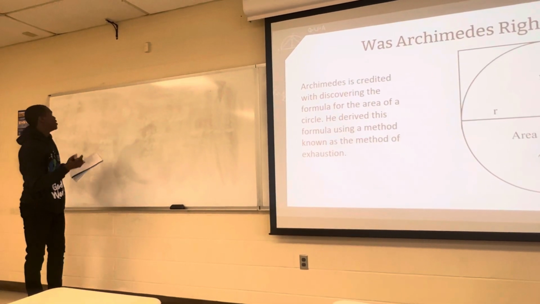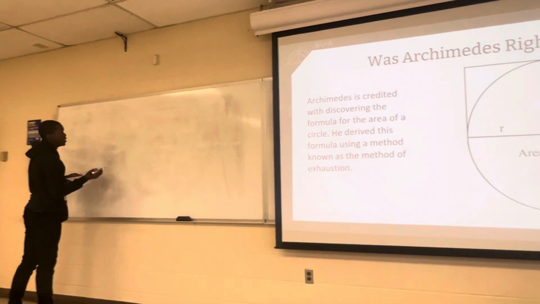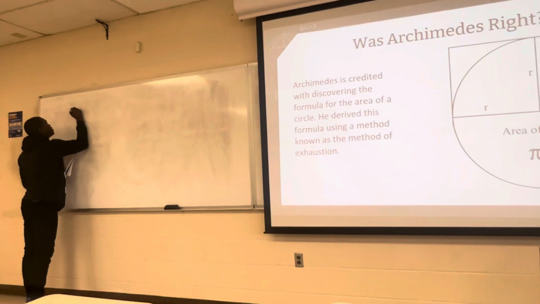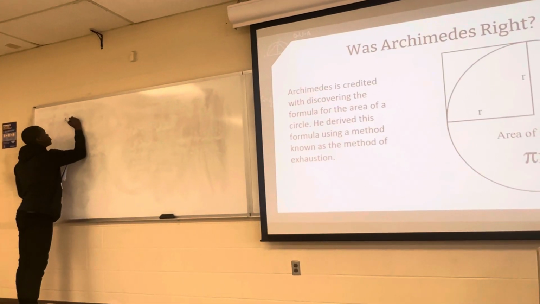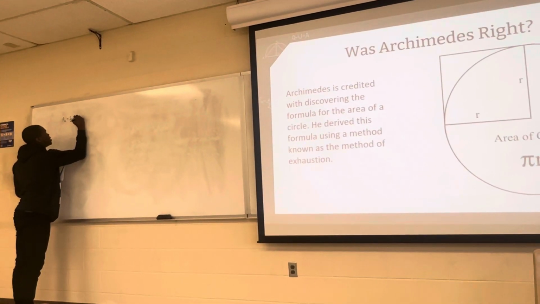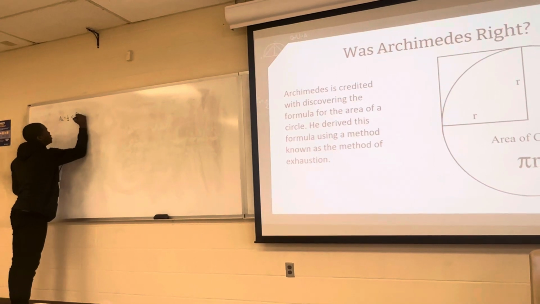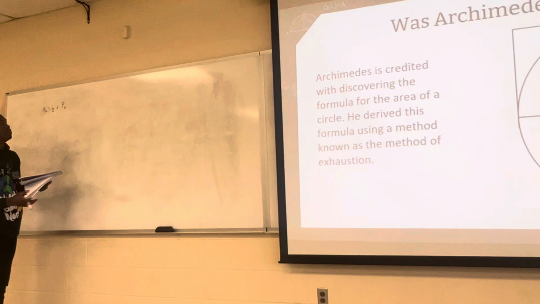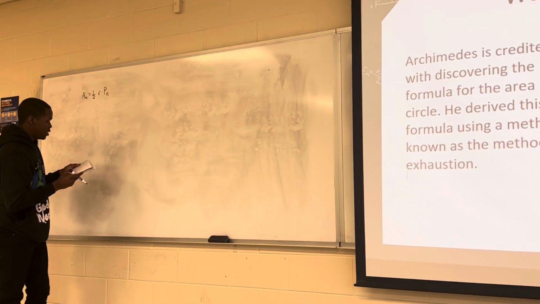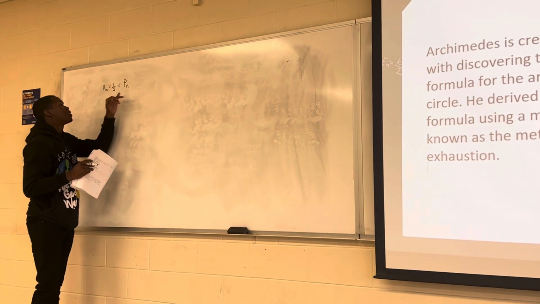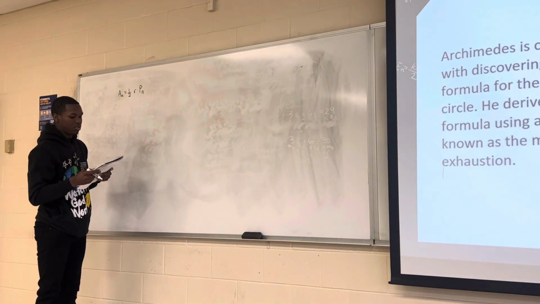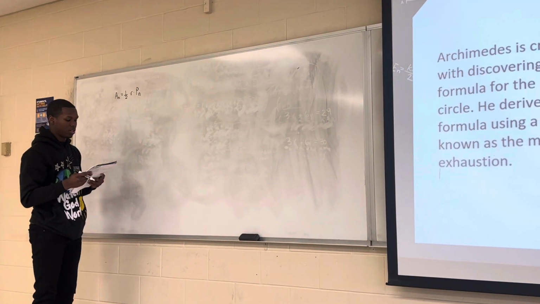And once you do that, for the area of that circle, it will give us the equation A_n equals 1/2 times the radius times P_n. P_n is just the perimeter of a regular polygon, and the n represents the number of sides in the regular polygon. So as n increases, the regular polygon is going to approach the circumference.